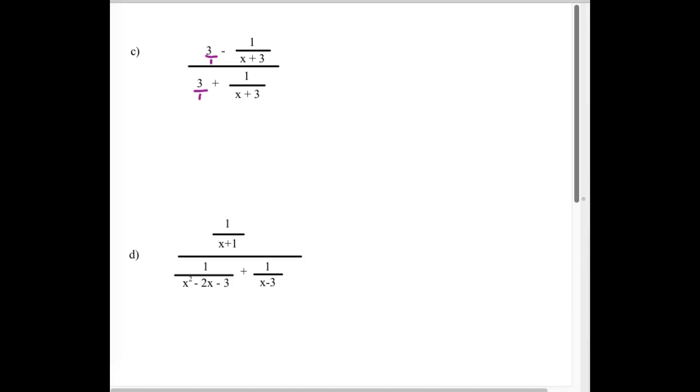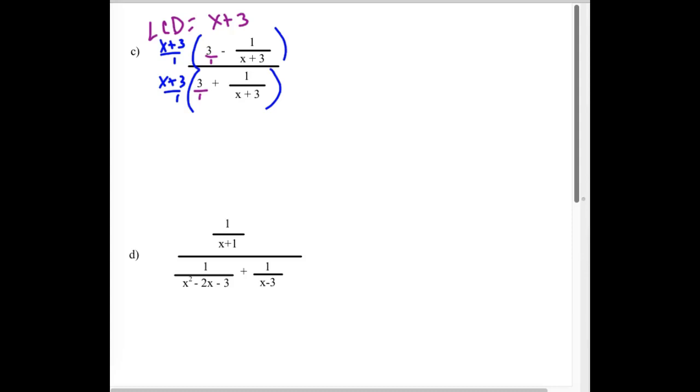So now I look at it and I see denominators that are 1s, and I see denominators that are the quantity x plus 3. What would my LCD be? The x plus 3. So we are going to multiply both top and bottom half of this complex fraction by x plus 3.